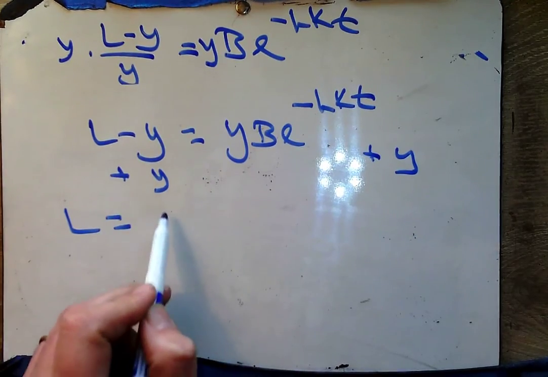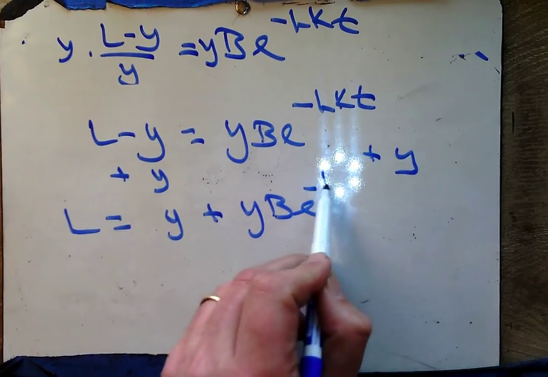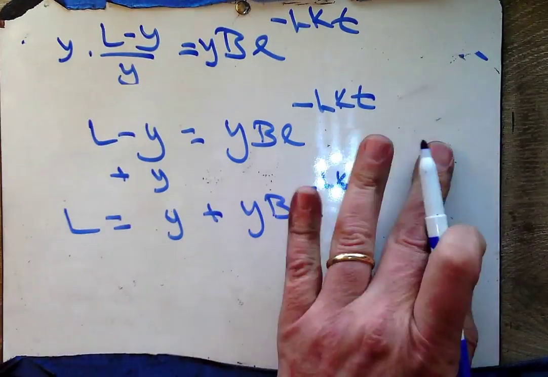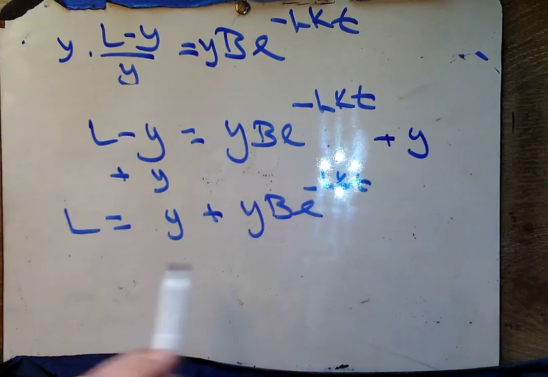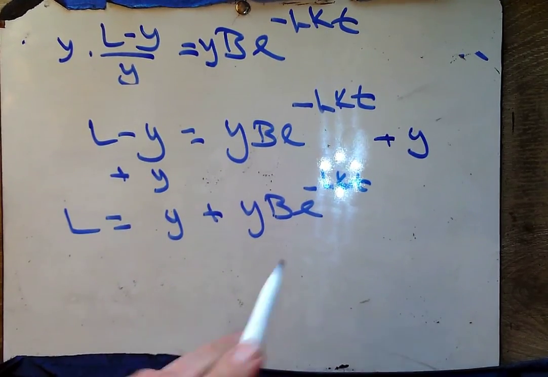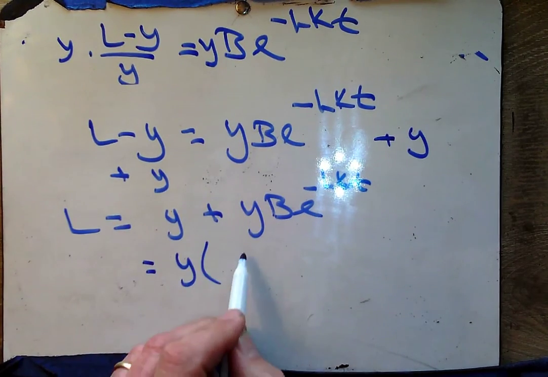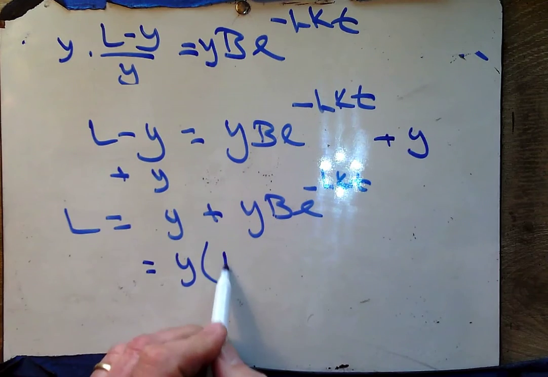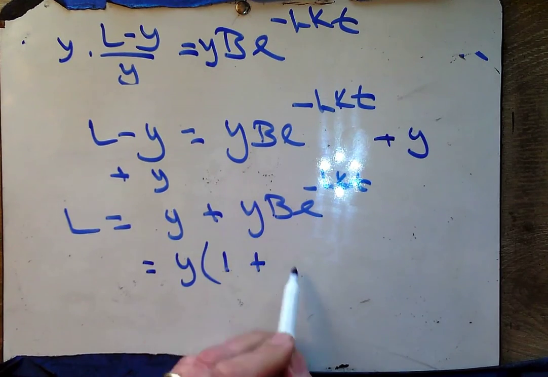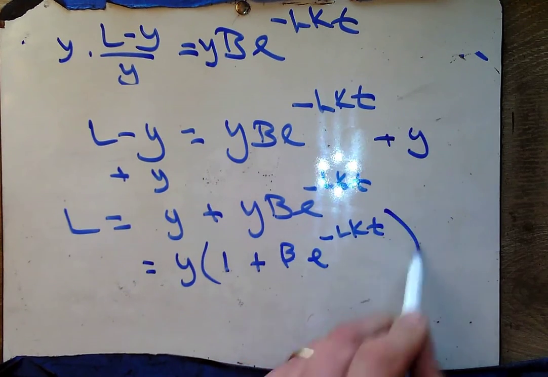L equals y plus y b e to the minus L k t. Okay, and then, well, I don't want L equals, I want y equals. Well, look, two terms and they both have a y. Let's factor a y out. y divided by y is not 0, but 1. And I took this y out, so I have b e to the minus L k t.